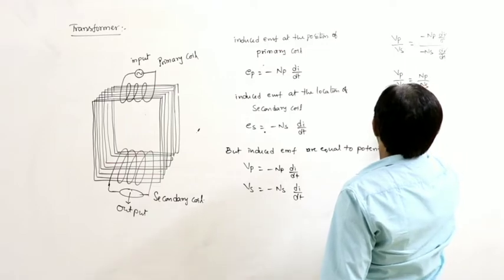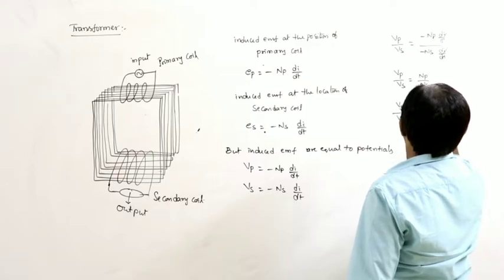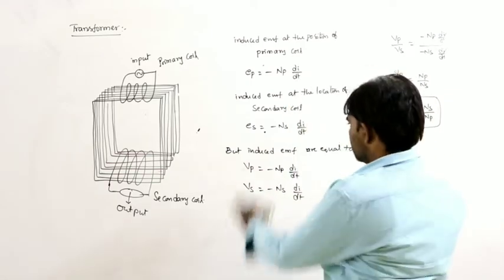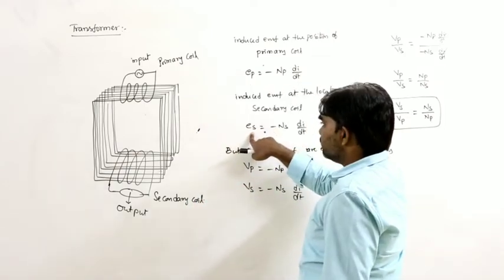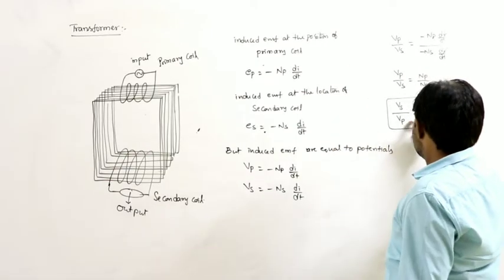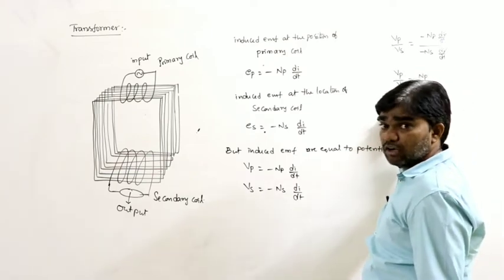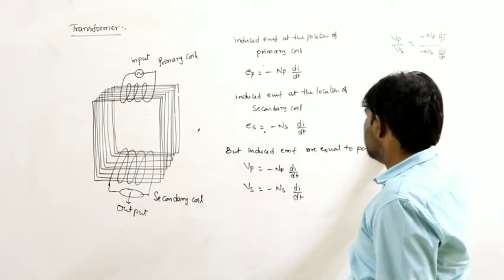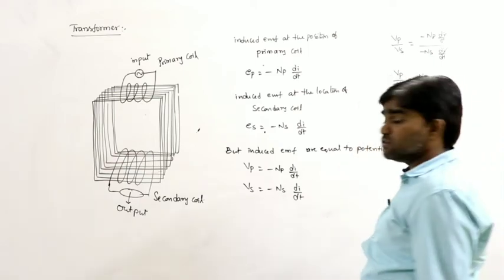That means potential across the secondary divided by potential across the primary is equal to Ns divided by Np, the number of turns in the secondary divided by the number of turns in the primary. Here also, induced EMF in the primary divided by induced EMF in the secondary is equal to Np by Ns. So that is Vs by Vp is equal to Ns by Np. Potential across the secondary coil divided by potential across the primary coil is equal to the number of turns in the secondary coil by the number of turns in the primary coil.